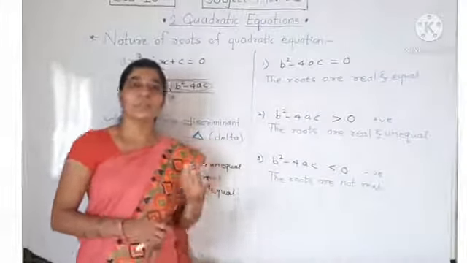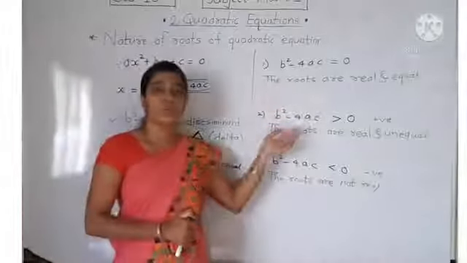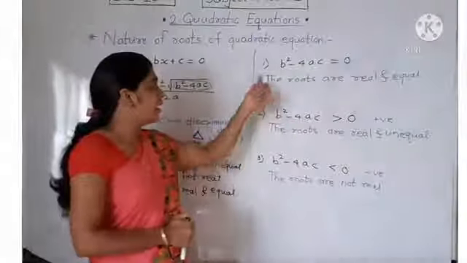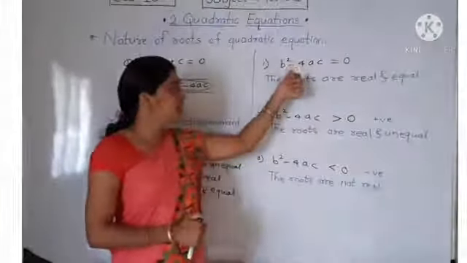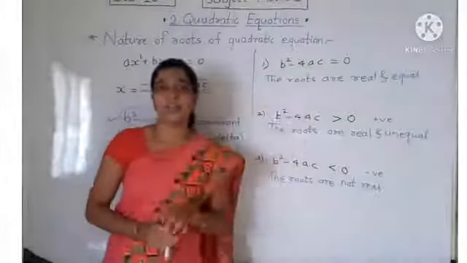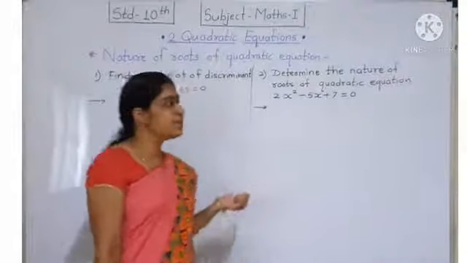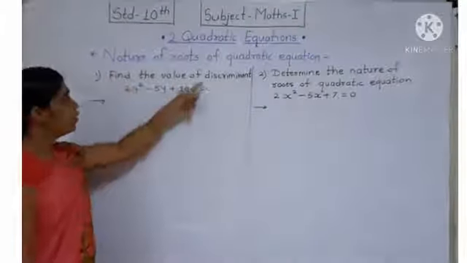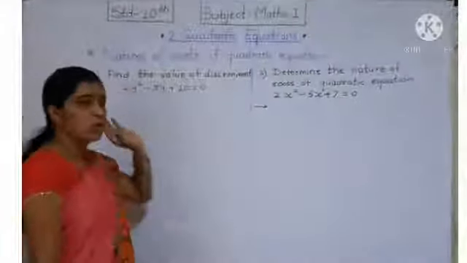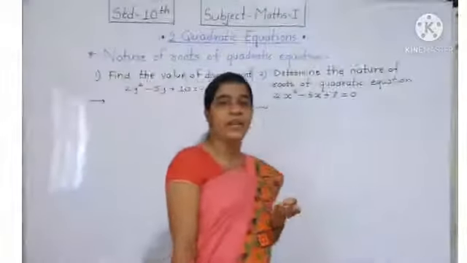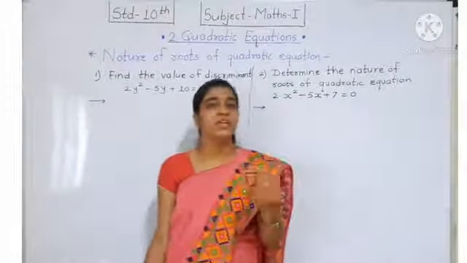So in the example, if you are asked to find the nature of the roots, then you first find a, b, c, then find the discriminant and determine the nature of the roots of the equation. See the examples. Find the value of discriminant. We had learned discriminant and nature of roots. We see one example on it.